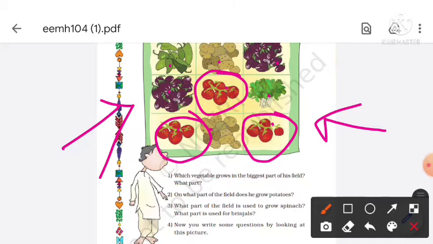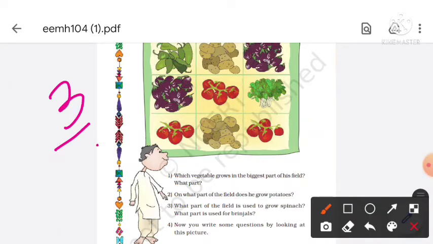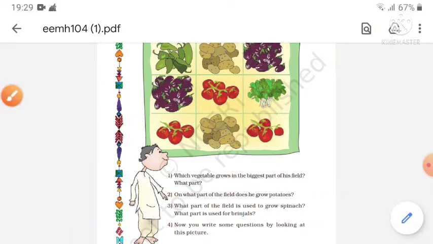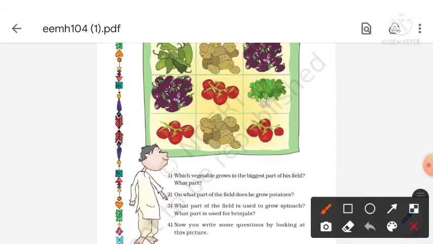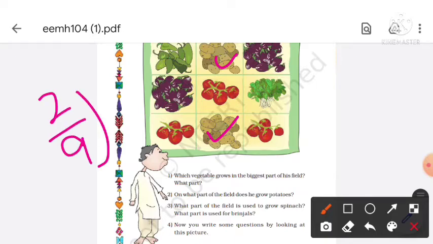That means the part is 3 by 9. So 3 by 9th part of his field contains tomato. That means he grows tomato in the biggest part of the field. Now the next question is, on what part of the field does he grow potatoes? Out of 9 equal parts, 2 of them contain potato. So we can say 2 by 9th part of his field contains potato.